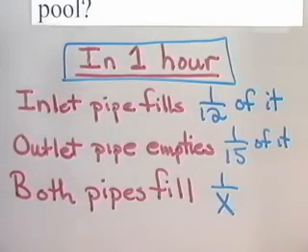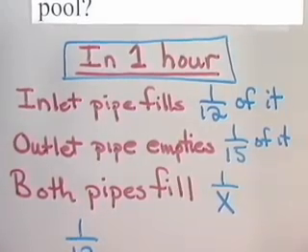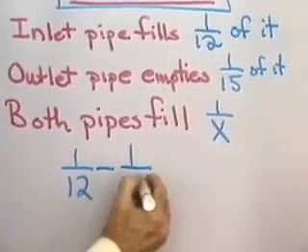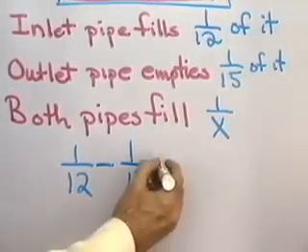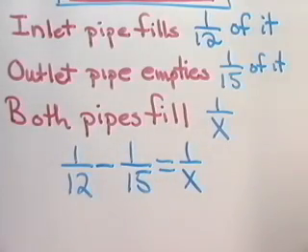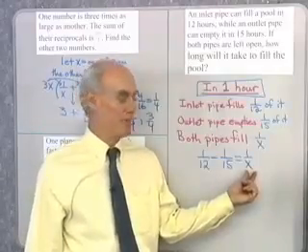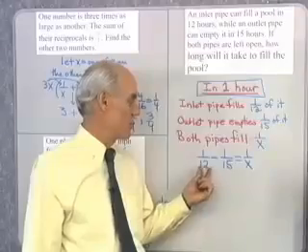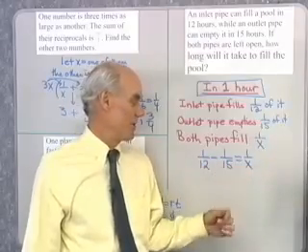So I set up my equation this way. I say the amount that goes in 1 hour from the inlet pipe minus the amount that drains out in 1 hour from the outlet pipe must be equal to the total fraction of the pool that's full in 1 hour with both pipes open. So here I have a little equation that involves some simple rational expressions. 1/12 minus 1/15 equals 1 over x.